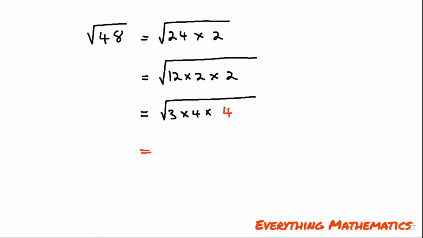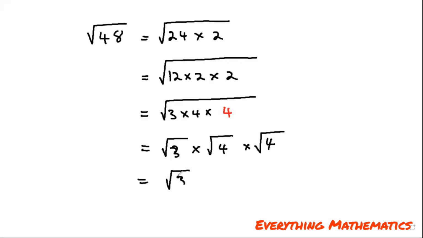So at the ending of the day, let me change the color to black again. We're ending up with, look at this, root 3 multiplied by root 4 multiplied by root 4, which in turn is the same as root 3 times 2 times 2. Square root of 4 is 2, the square root of 4 is 2, and ultimately giving us a response of 4 root 3. Yes, that is if we had taken this approach.